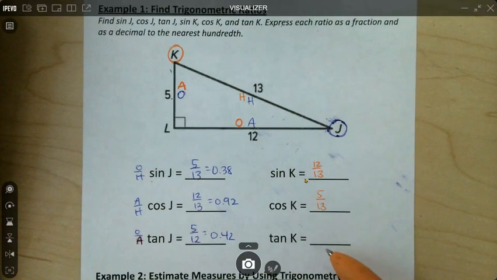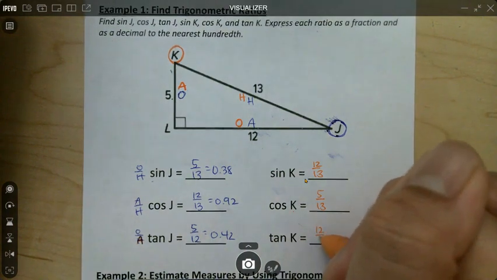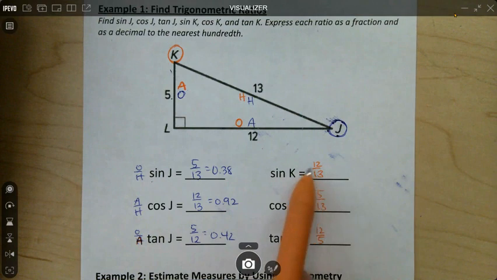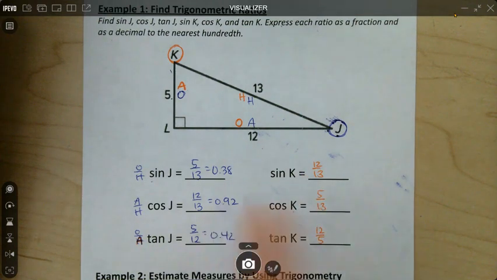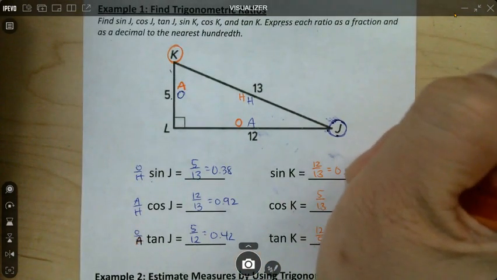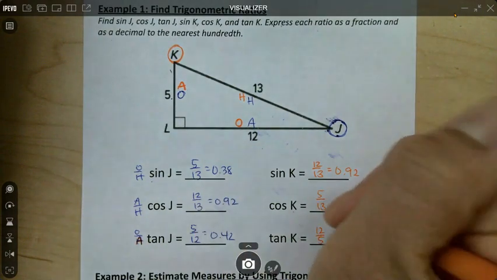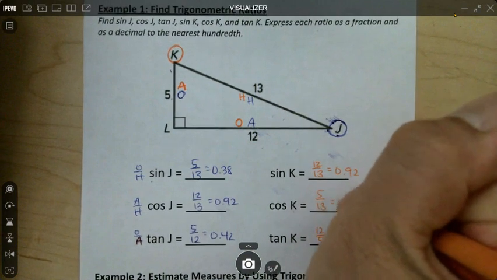Tan of k is opposite over adjacent, so it's going to be 12 over 5. All right, so now let's get the decimals. Well, let's see. We actually have 12 over 13 already over here, so that's going to be 0.92. And actually, we have 5 over 13 over here, 0.38. So that's not a coincidence.